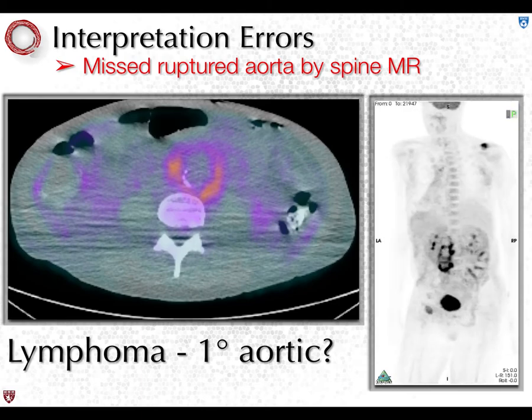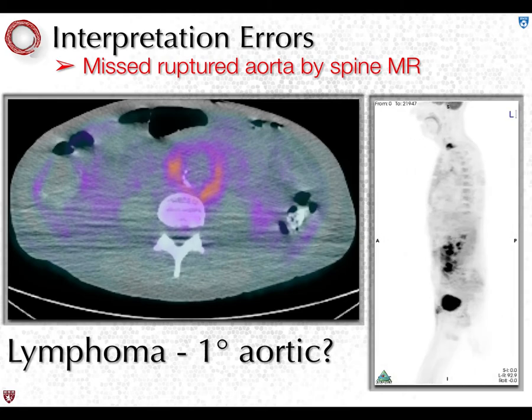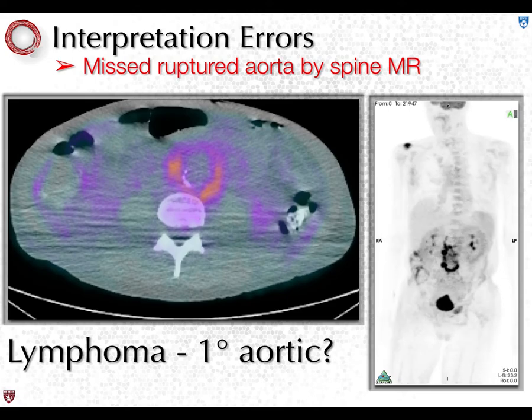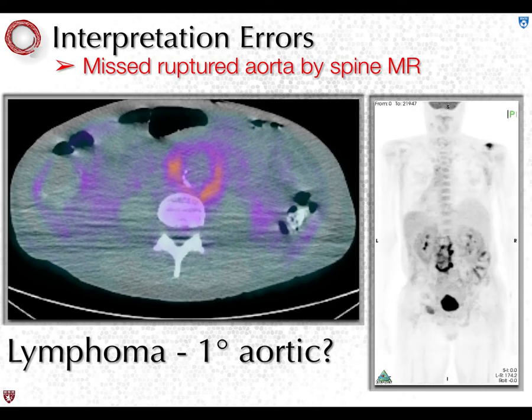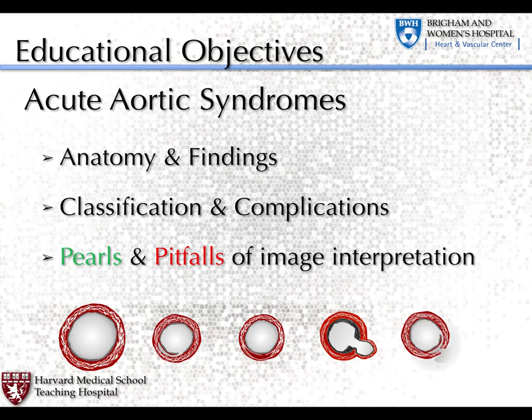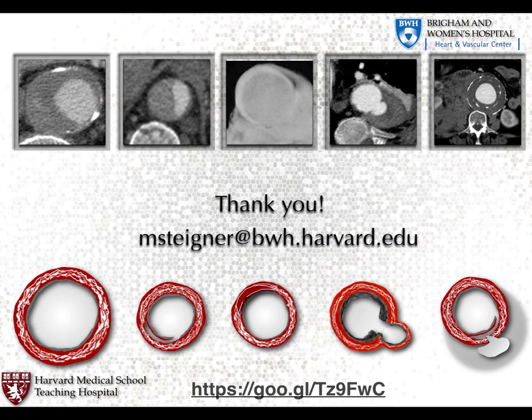Now the guy also had a PET, and this is what it showed on the PET. I think he probably had primary aortic lymphoma, because this is what the PET looked like. But he died, and we didn't get an autopsy, so we don't really know. Okay, so we reviewed the anatomy and the findings, classification and complications, and some pearls and pitfalls of image interpretation. Thanks for your attention.